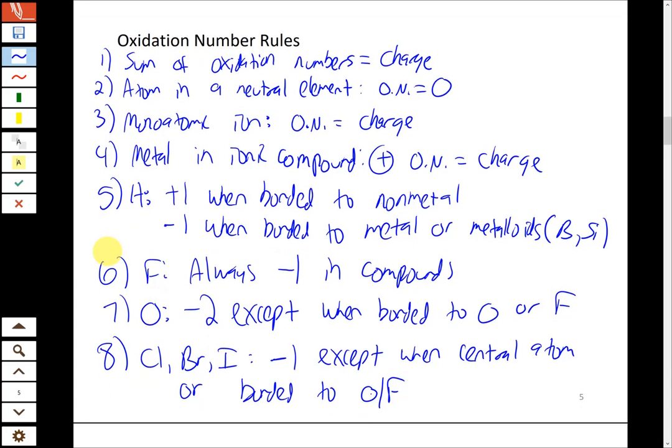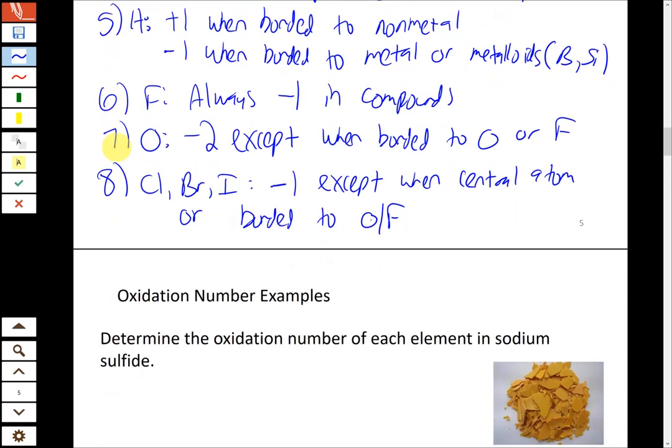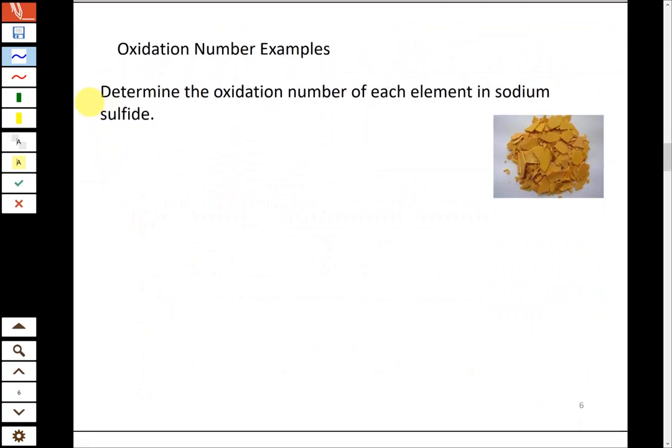Some of them will come up more than others, but we just have to get familiar with them and learn how to assign oxidation numbers, because that's going to be a part of what we do in terms of both deciding whether or not something is a redox reaction, and then once we go to balance them later on, these oxidation numbers are critically important. Let's do a couple of examples where we're just going to assign the oxidation numbers in different types of compounds.